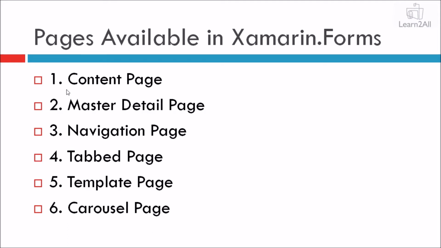First one is content page, second one is master detail page, third one is navigation page, fourth one is tabbed page, fifth is template page, and sixth is carousel page. Now let's brief into it.